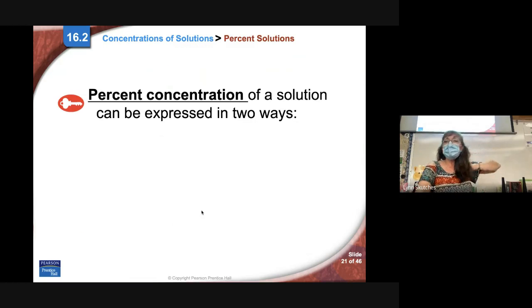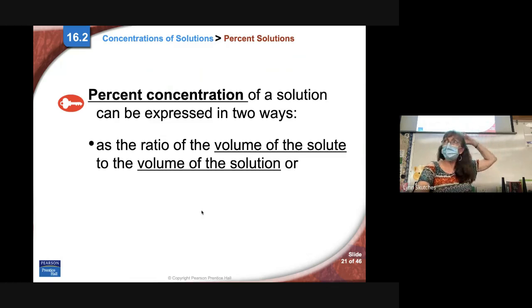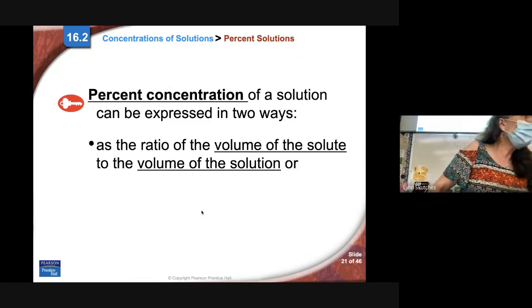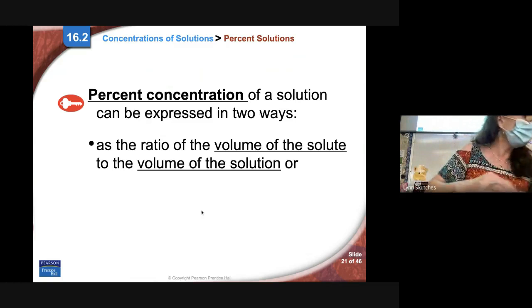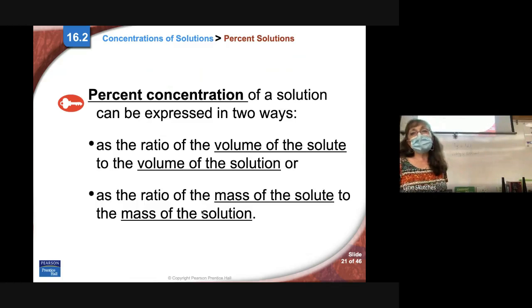Percent solutions, percent is just like normal percent. It's a ratio, aka fraction. Volume of solute to volume of solution. 3 milliliters of hydrogen peroxide, 97 milliliters of H2O. Hopefully that gets you. And again, you can also do it with mass. Grams to grams can also be used. So it can be milliliters to milliliters, grams to grams. Each application uses different ones.